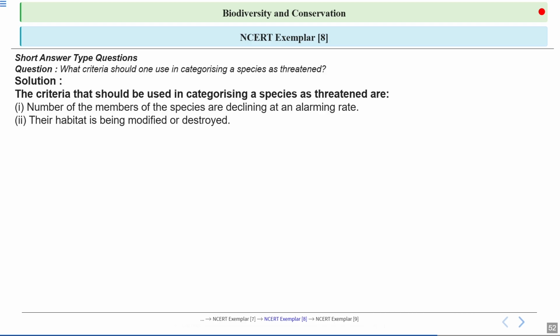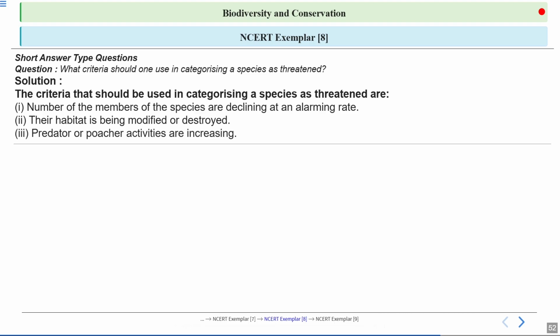This happens due to human activities like deforestation, urbanization, or pollution, which alter or eliminate the places where plants and animals live. As a result, species may lose food sources, shelter, and breeding grounds, making it difficult for them to survive and reproduce. This is a major cause of biodiversity loss and can lead to extinction of many species if the habitat damage is not addressed.